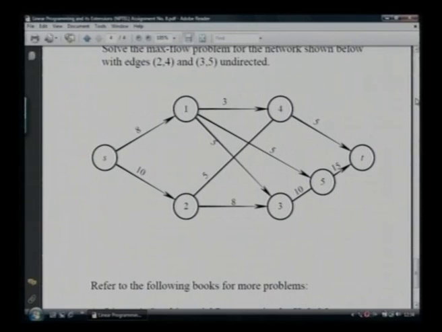Now this is the diagram I have drawn for you. Arcs 3, 5 and 2, 4 are undirected, and so you have to replace them by two directed arcs, solve the max flow problem, and then find out which is the best direction to give to these two arcs.